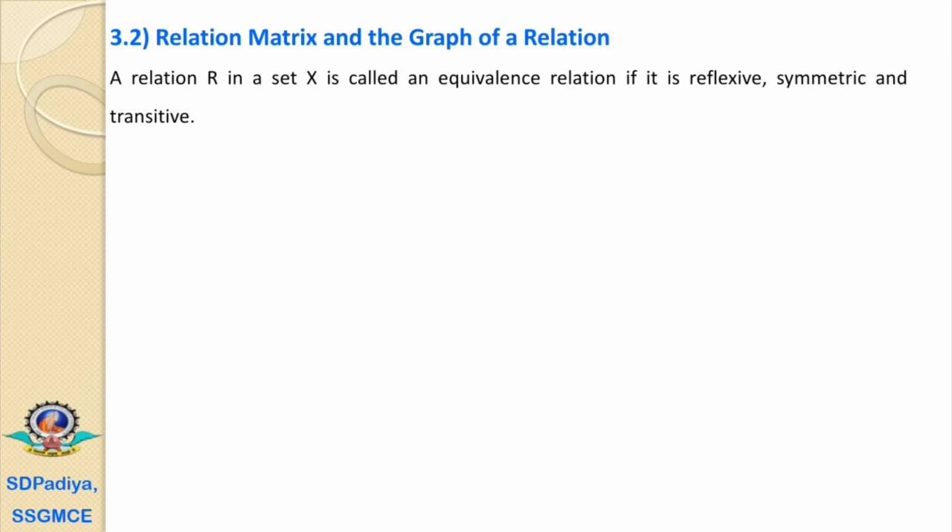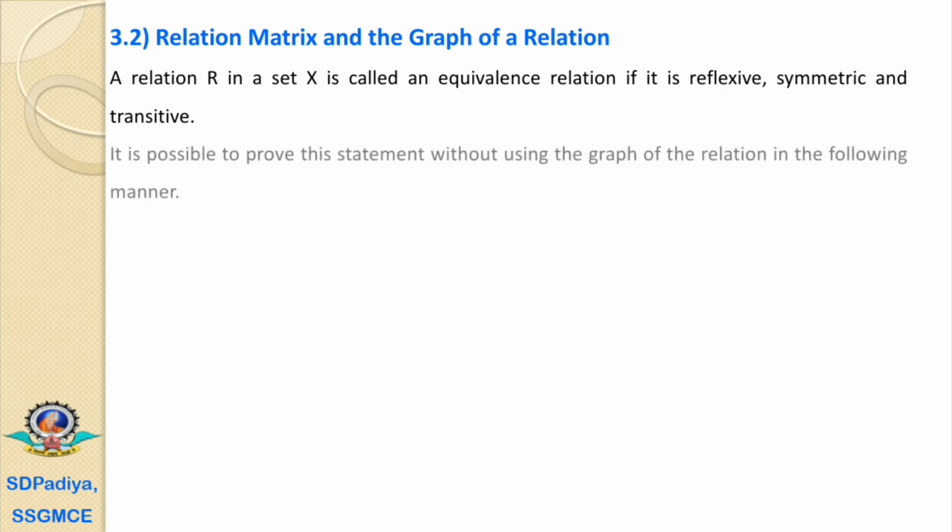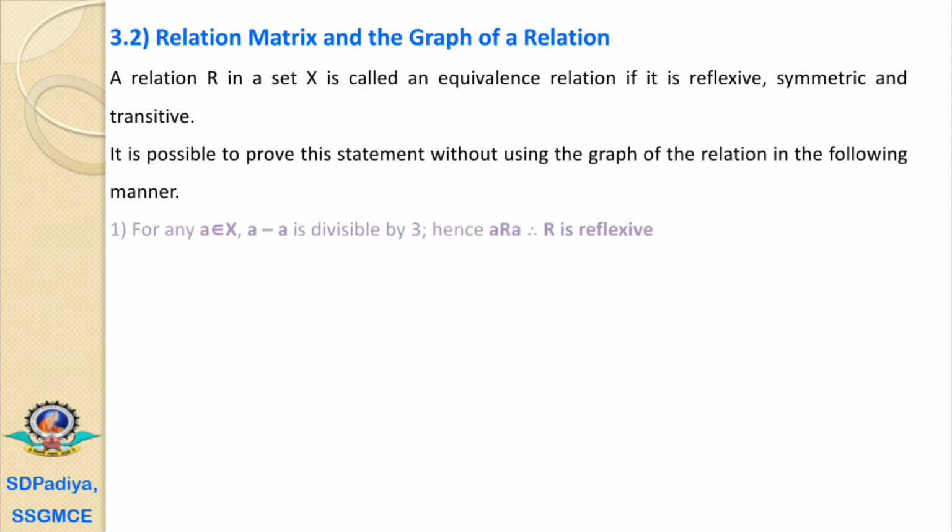How can we show this equivalence with statements? A relation R in a set X is called an equivalence relation if it is reflexive, symmetric and transitive. It is possible to prove this statement without using the graph of the relation in the following manner. We can show the equivalence with the graph also, or without the graph. How to prove it?